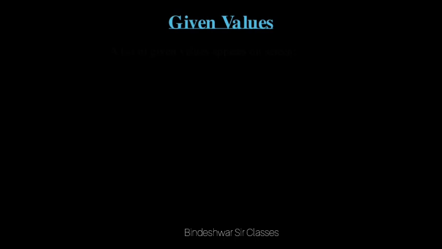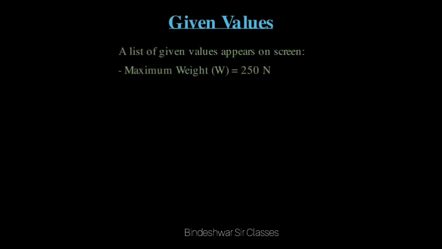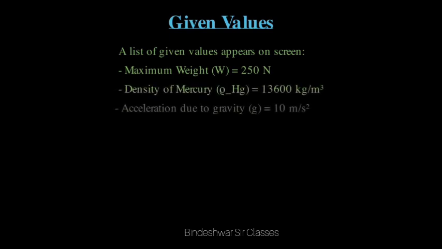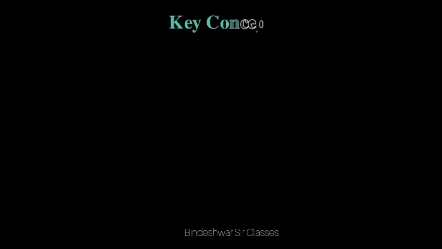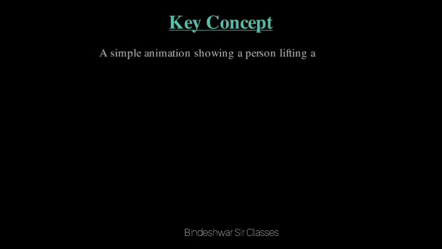First, let's identify and list down all the information given in the problem. The maximum load the boy can lift is given as the weight of water he can carry. So, the maximum weight, which we'll call W, is 250 newtons. We are also given the density of mercury, which is 13,600 kilograms per cubic meter. The question asks for the volume of mercury in liters. For our calculations, we will use the acceleration due to gravity, g, as 10 meters per second squared, which simplifies the math.